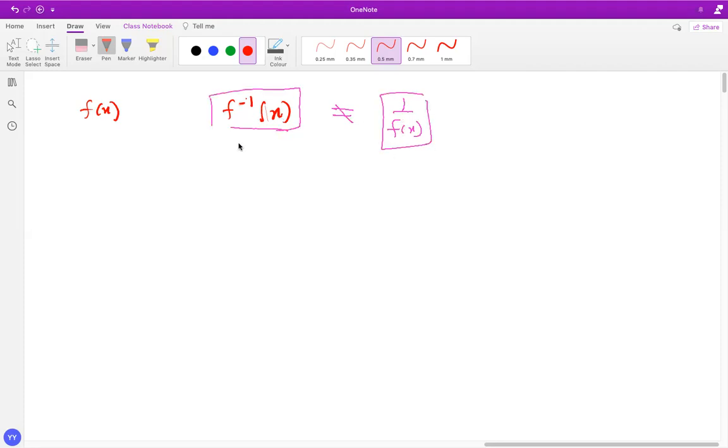Both of them are quite different. So this is the inverse function, and this is called the reciprocal. So they are not the same. Please remember that.